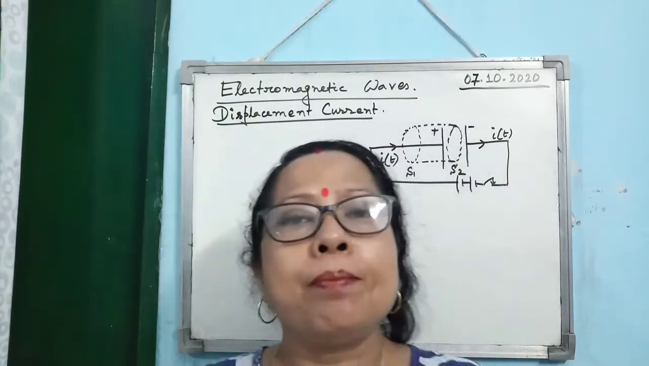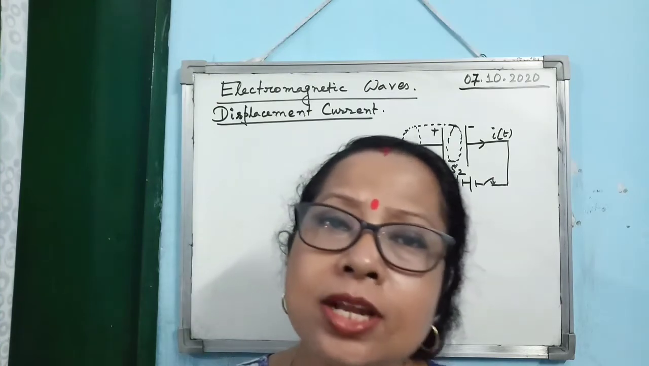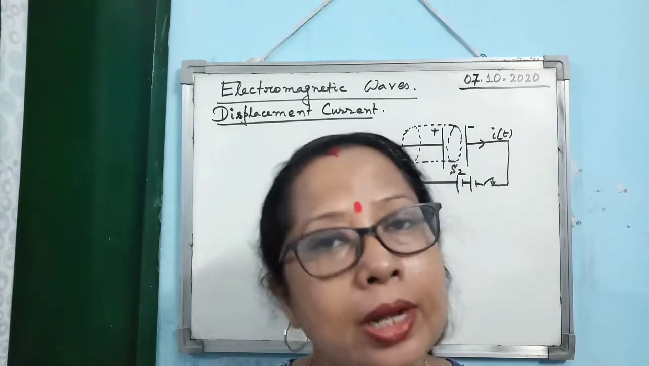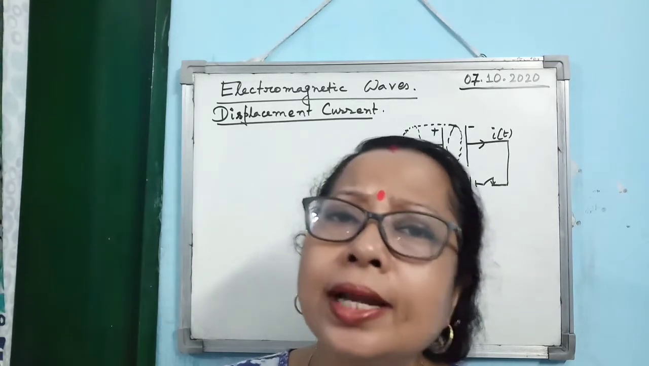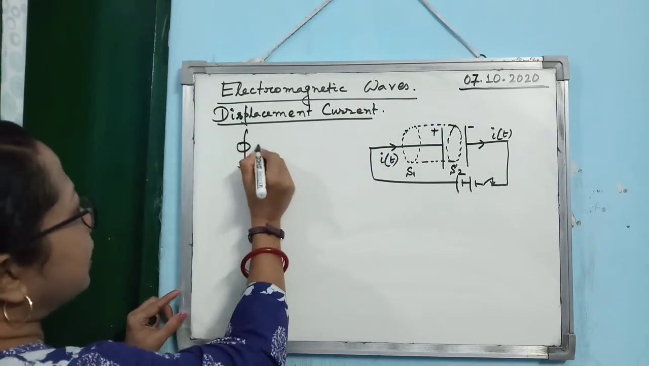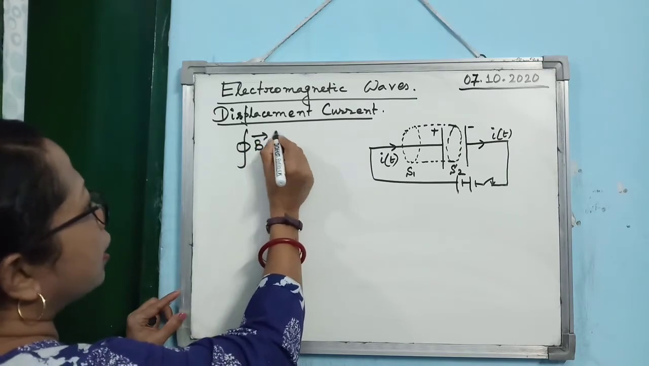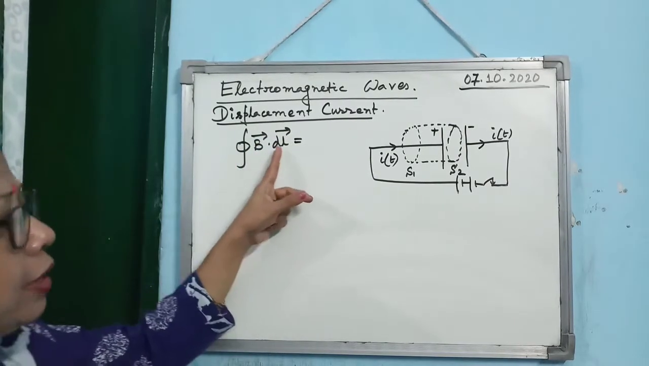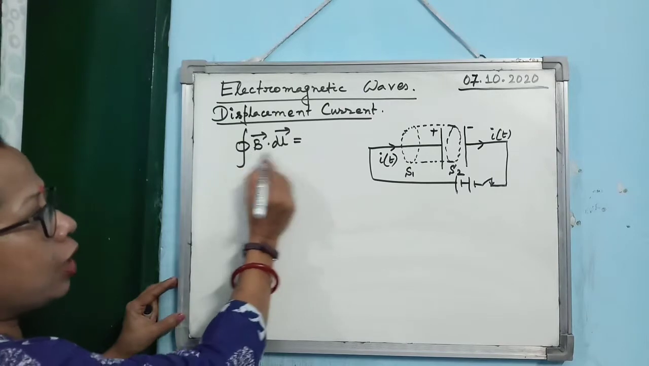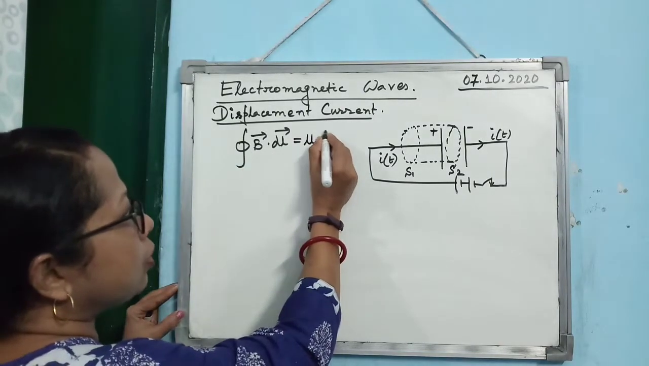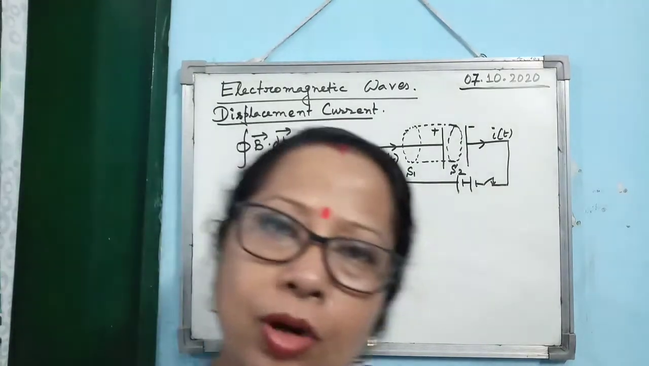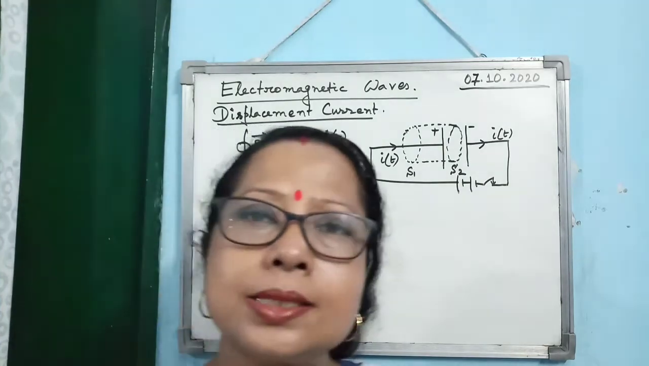Now, Maxwell first found an inconsistency in Ampere's circuital law. Ampere's circuital law, what does it state? You know that the line integral of the magnetic field around a closed loop, integration B dot dl around a closed loop, is equal to mu 0 times the current threaded by the loop. I hope you can remember Ampere's circuital law.